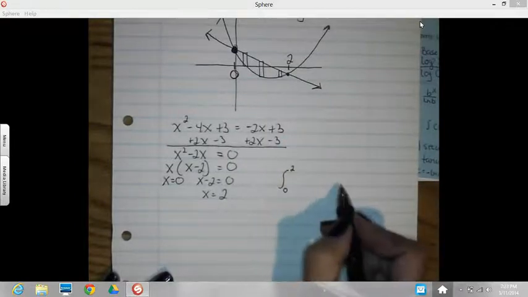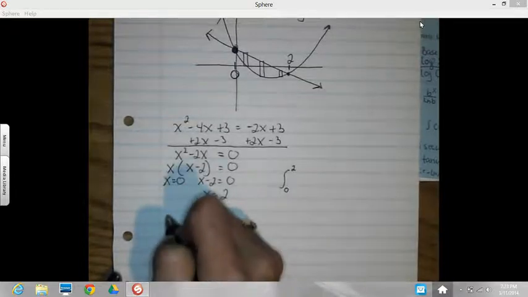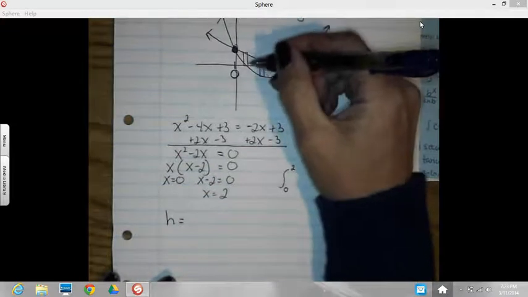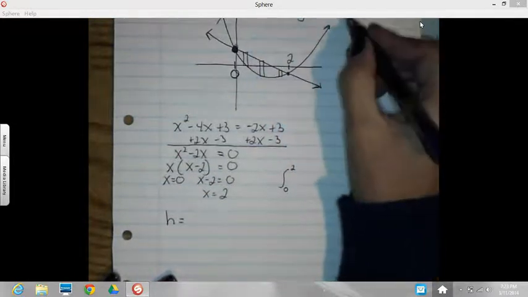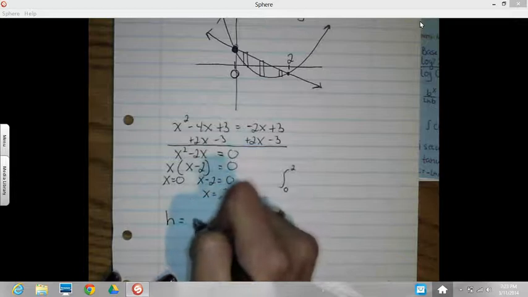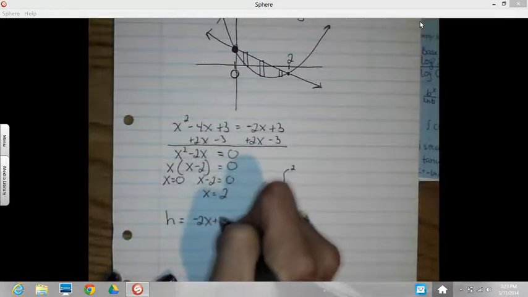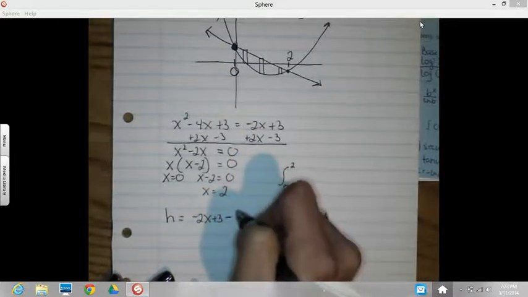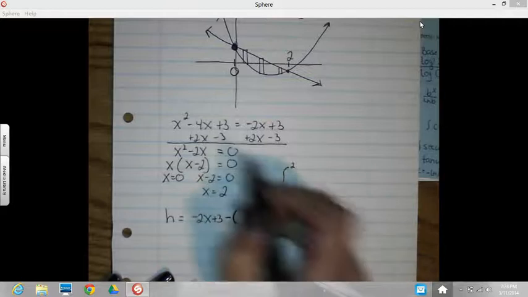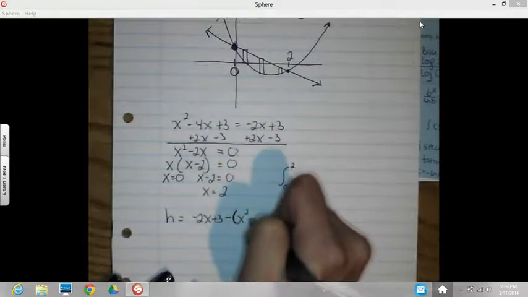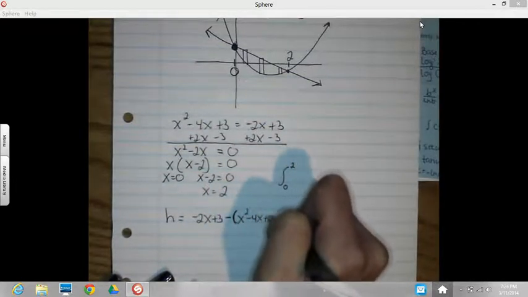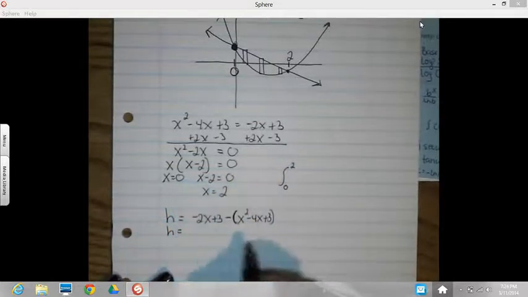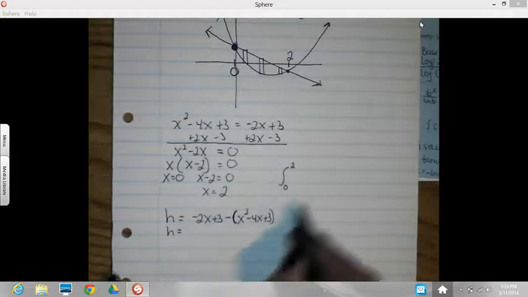And I actually think I'd like to do it off to the side. To get the height of the rectangle, it's going to be the top function minus the bottom function. So the top function is this linear function, negative 2x plus 3. I've got to subtract the parabola, and I'm going to need parentheses because there's 3 parts to the parabola. x squared minus 4x plus 3. Now if I just simplify in here, I'll have a nice expression for my height. I'd rather do all this algebra off to the side and then set up my integral.